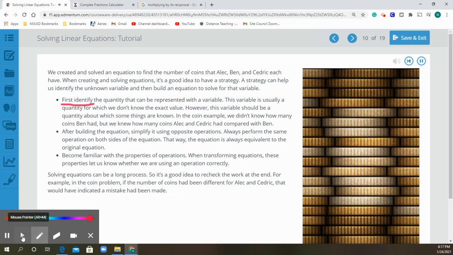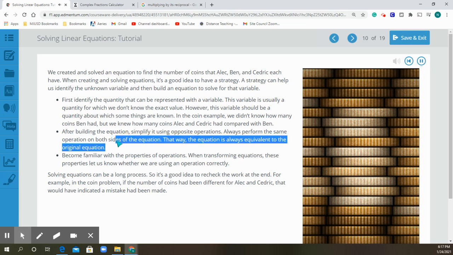However, this variable should be a quantity about which some things are known. In the coin example, we didn't know how many coins Ben had, but we knew how many coins Alec and Cedric had compared with Ben. After building the equation, simplify it using opposite operations. Always perform the same operation on both sides of the equation. That way, the equation is always equivalent to the original equation.